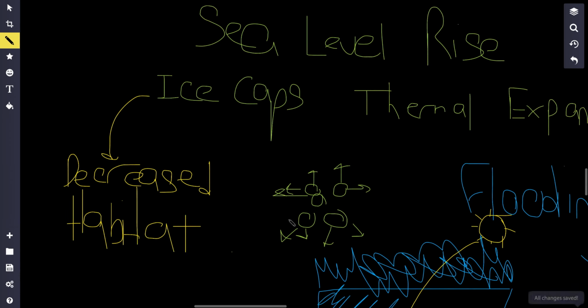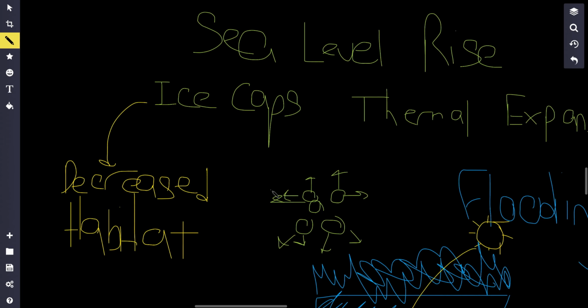Right. So polar bears are going to start losing their habitat. A lot of times they use the ice to hunt their prey. So without the ice, how are they going to get their prey? It's going to be hard for them. A lot of them might die, right?